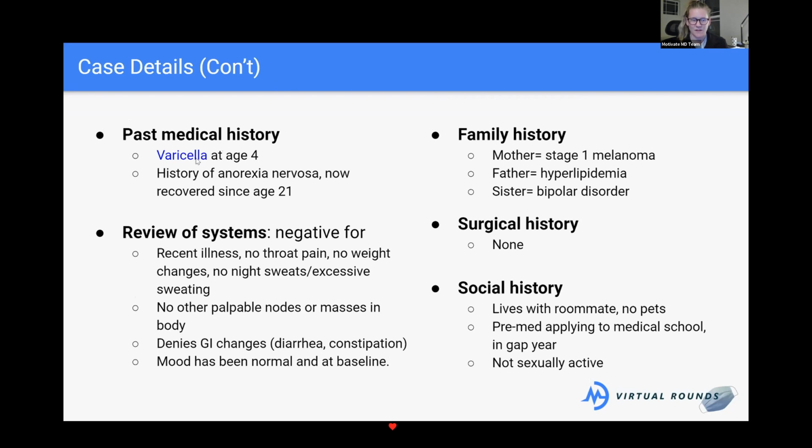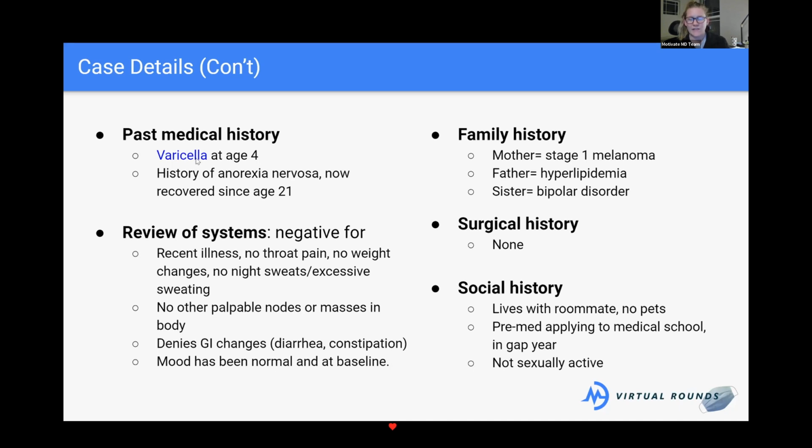Chicken pox, perfect. Madeline and Joshua both got that. So she had chicken pox when she was a kid. And she also has a history of anorexia nervosa, but she's been recovered since age 21. So she's been in remission from that for a couple of years now. And aside from that, she doesn't take any other medications, no other significant medical history.